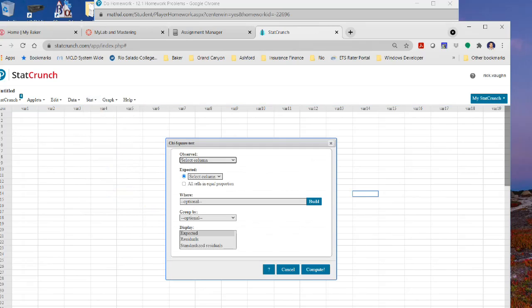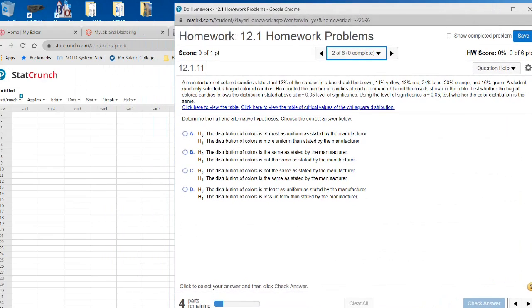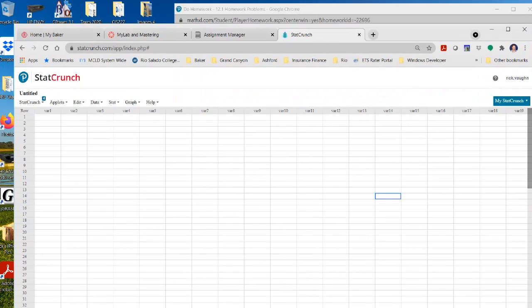I need to put in the observed values in a column. I need to put the expected values in a column, and then I'll be able to compute the results. So, okay, let me close that down. I know what I need to do now. And we'll look at what the observed versus the expected is. All right, so this is the expected. 13% should be brown, 14% should be yellow. So let me start to type some of this stuff in.